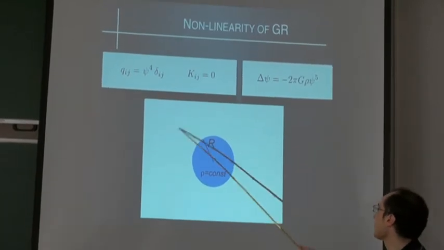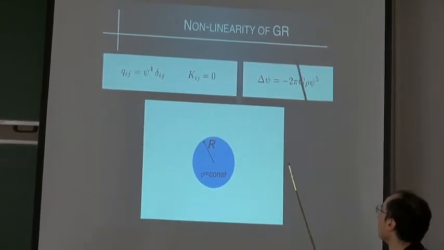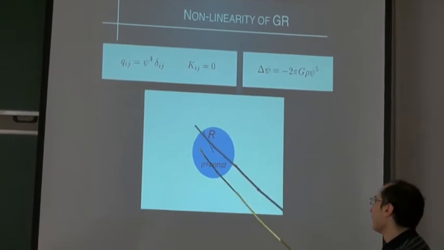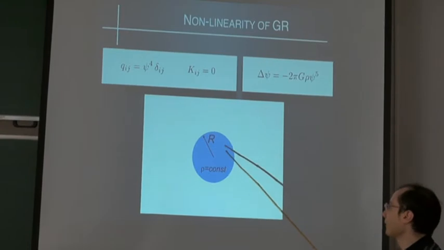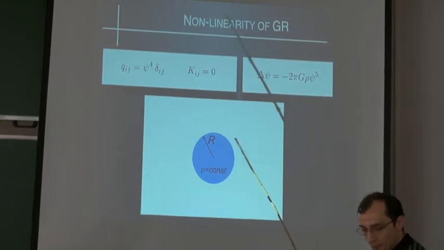Of a given radius. This is the type of solution I want to look at the moment. But even at the level of this one single blob of matter, you can see the nonlinear effects of GR.